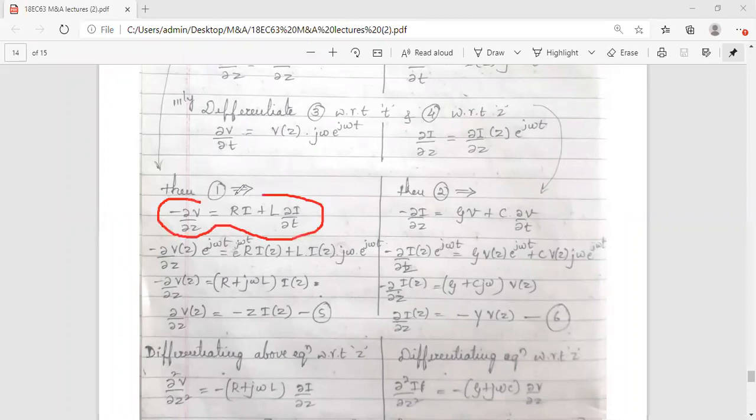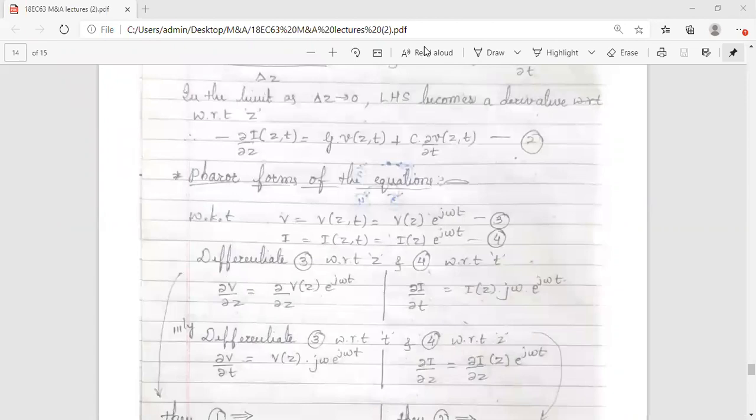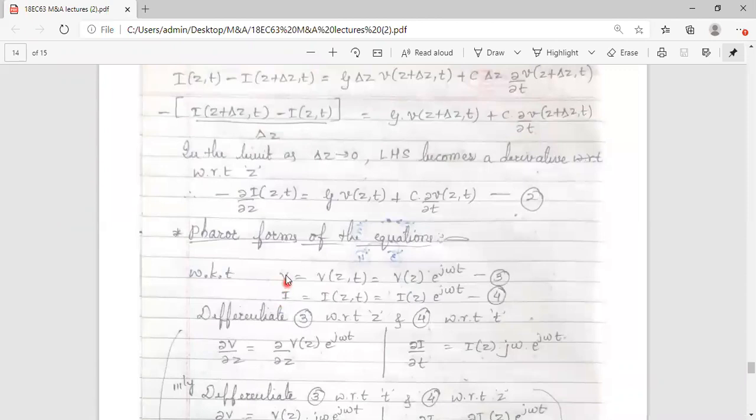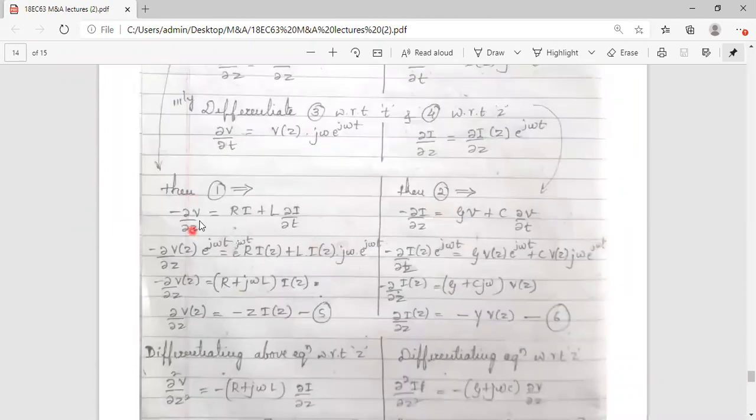I have written it. You may wonder why I have written simply V and simply I. It is just because V and I are in turn V of Z comma T, I of Z comma T. In my applications of KVL and KCL, I have taken V of Z comma T, I of Z comma T. So instead of V of Z comma T, I of Z comma T, I can simply take V and I. That's what I have written here, V and I. You can write Z comma T also, no problem.